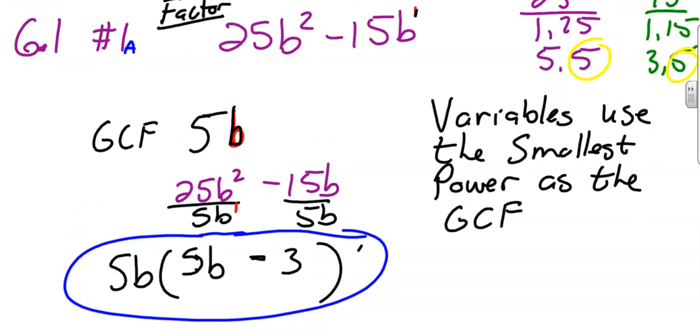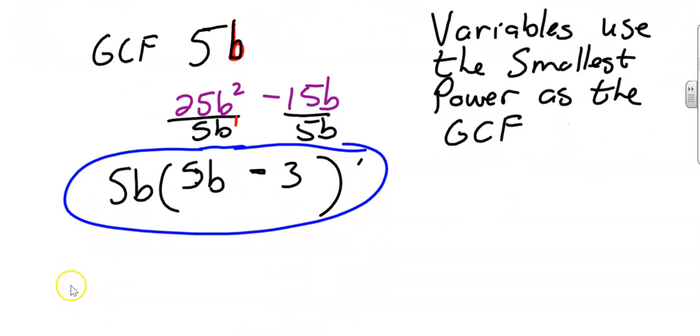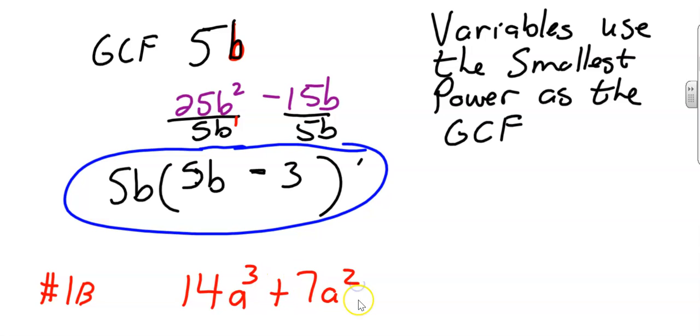Okay, so if that was 1a, make this 1b. We'll just go through a couple of these just to make sure that we can get all the factoring out okay. Let's go with 14a to the third plus 7a squared.